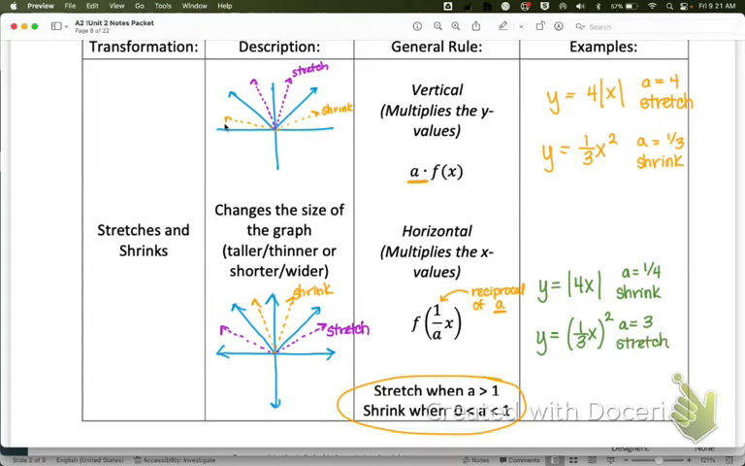Okay. Now, again, on the top one in the orange, A is equal to 4. That's a vertical stretch. On the top one in the green, A is equal to 1/4, and it's a horizontal shrink. But remember, looking at the picture, those are going to do the same thing to the graph. Okay, it's just going to be a different way of how we go about it.